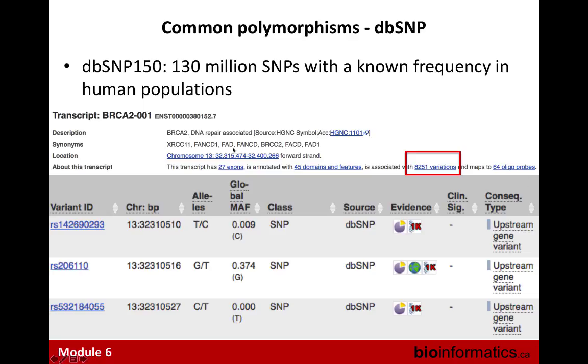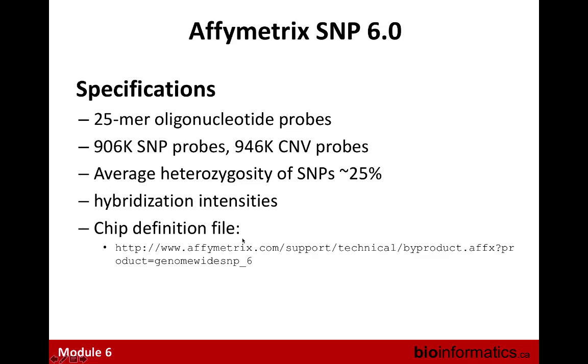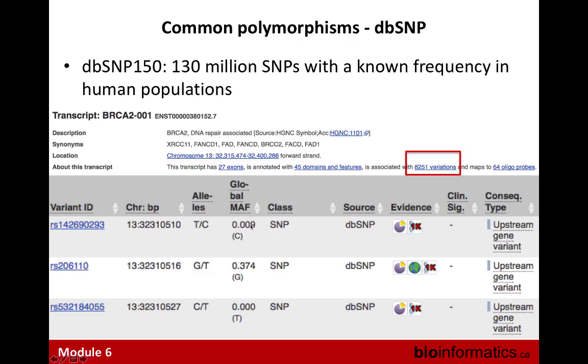And we see here some examples of SNPs in the BRCA2 gene, which has over 8,000 variations annotated along its length. A lot of these are non-coding and would occur in the UTRs or introns, but in all cases, the two alleles are listed, as you can see in this third column, along with their known frequency in the population. So for instance, in this case, the C is the minor allele, and it's found in 0.009% of the general population. So the T is the major allele. The T would be the A allele, and the C would be the B allele.